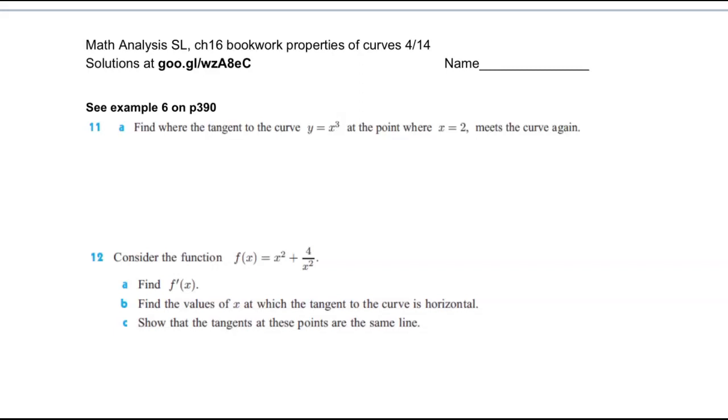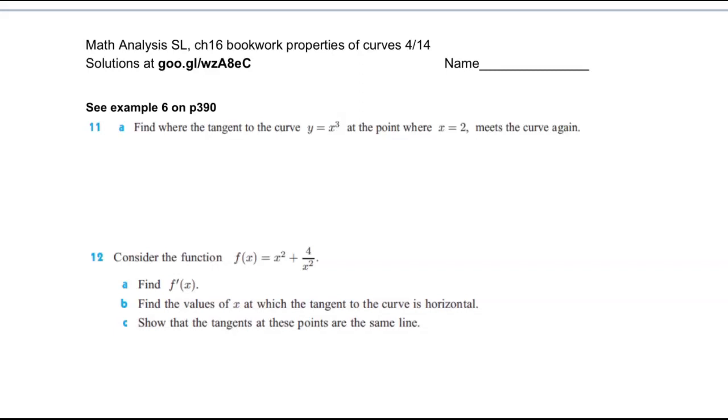One is we're going to find the equation of the tangent line. After we find the equation of the tangent line, we're going to find the intersection between the tangent line and the original function. We'll find that there's more than one point where they intersect. At least one of the points is going to be the point where it's tangent, and there's probably going to be at least one other point, right?